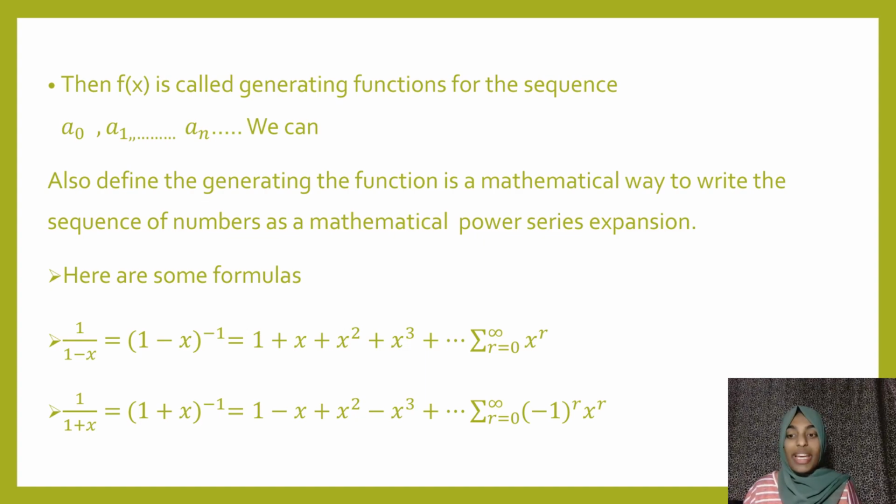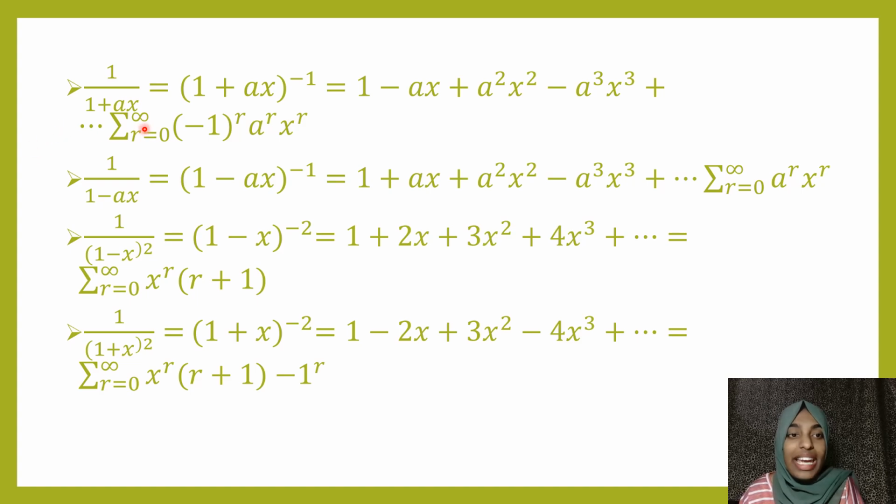So here I have mentioned some examples with the formulas. The first one is 1 by 1 minus x. The denominator can be written in the numerator by giving the inverse, that is, the whole power minus 1, and this expansion is 1 plus x plus x square plus x cube and so on up to infinity. In summation form it is the summation of x power r, r equals 0 to infinity. It's a simple one. Similarly, when it is 1 plus x whole power minus 1, we get alternate minus signs. In summation form we have to mention minus 1 whole power r to get these alternate minus symbols. The next one is 1 by 1 plus ax.